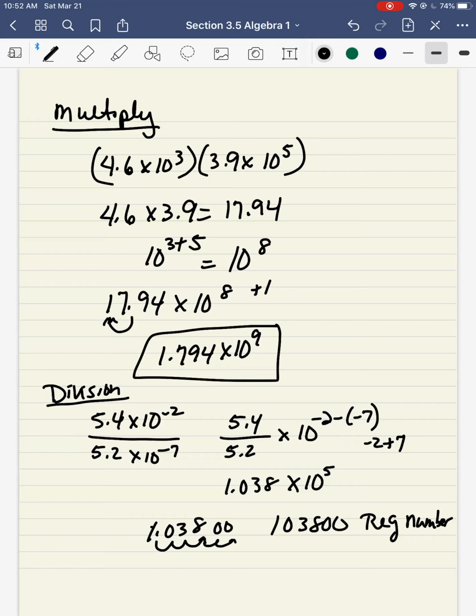Then if I want to take that number and expand it out to a regular number, 10 to the 5th means my number is going to get larger because it's a positive 5, and the 5 means I have to move it 5 places. So the decimal is after the 1, so when I move it 5 places and I add the number of zeros to be able to move it 5 places, the number turns into 103,800.